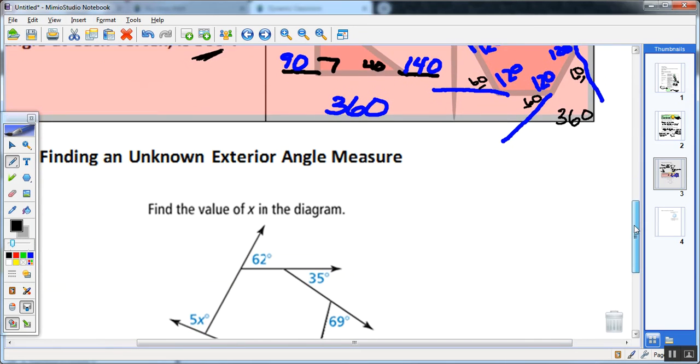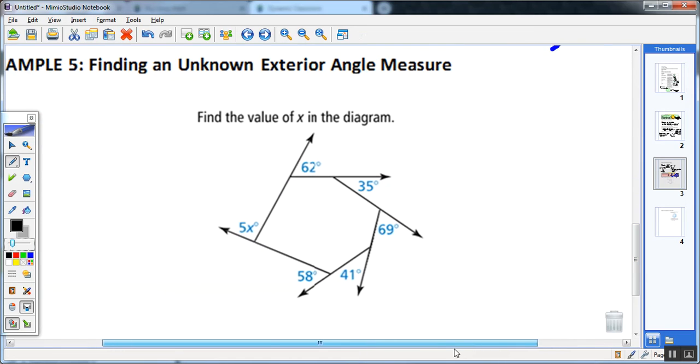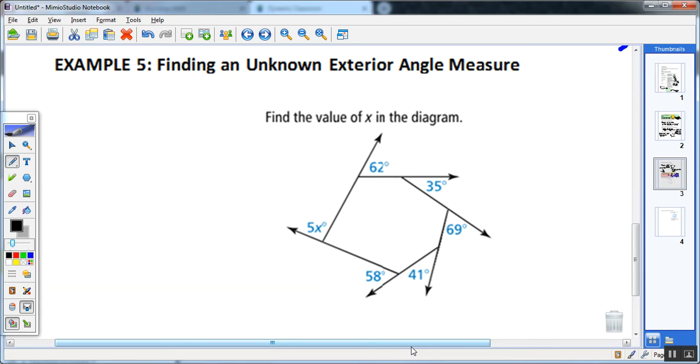So, check this out. You guys take a look at example 5. I want you to do example 5 on your own, okay? It says finding an unknown exterior angle measure. You guys go. Find the value of x in the diagram. Okay, what kind of angles are these first? So 265 plus 62 is going, that's a 5x.